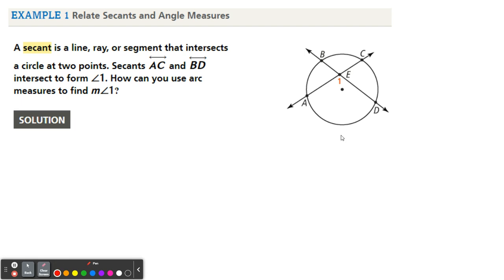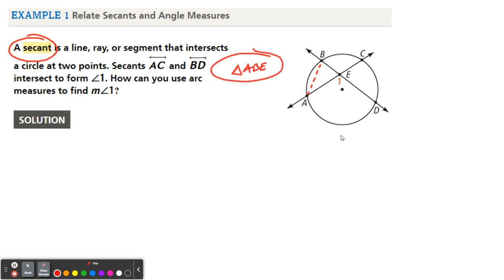This one says a secant is a line, ray, or segment that intersects the circle. Again, this word secant is our new word of the day. We have two secants here, segment or line AC and line BD. These two secants form angle 1. We want to know how you can use arc measures to find the measure of angle 1. We're going to be clever here and create a triangle by connecting B to A. So I create a triangle ABE.